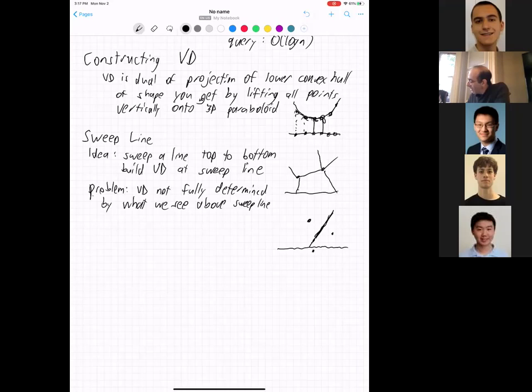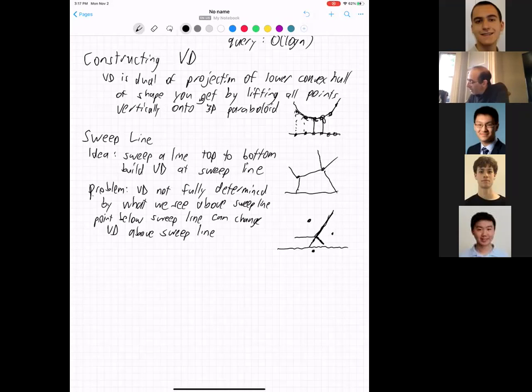Exactly. Imagine if there's a point that's right here, just below the sweep line. Then in fact, the Voronoi diagram involves that point, right? But if I'm only looking at the points behind the sweep line, right? So the problem is that a point below the sweep line can change the Voronoi diagram above the sweep line. Clear?